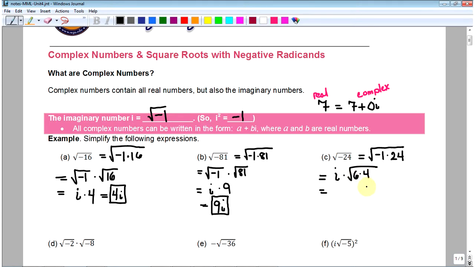But the square root of 4 is just equal to 2. Let me go ahead and write it out. I'm going to change my order just to make it look a little bit nicer, although it doesn't matter. So this is equal to i times the square root of 4 times the square root of 6. So we end up with i times 2 times the square root of 6. So the way that we would write this, our final answer would be 2i square root of 6.